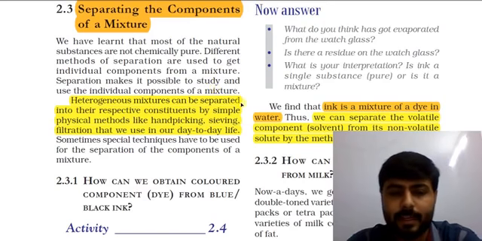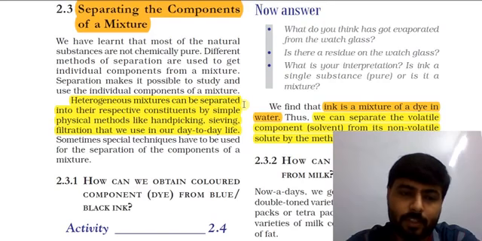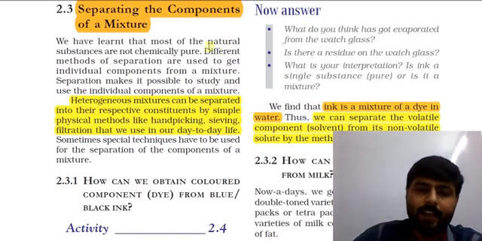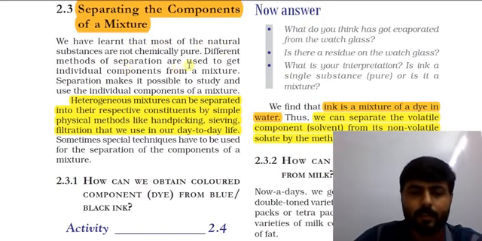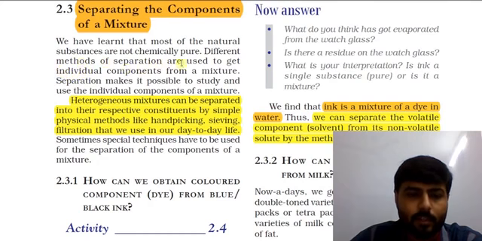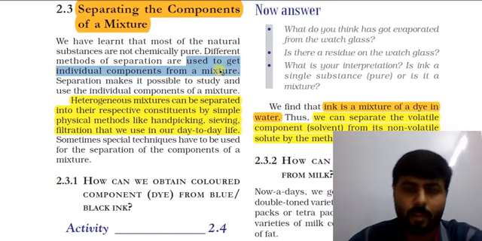Different methods of separation are used to get individual components from the mixture. Separation makes it possible to study and use the individual component of a mixture. Now this is the important part. Why do we separate mixtures? What is the need for separating mixtures? Here you can see, used to get individual components from a mixture.